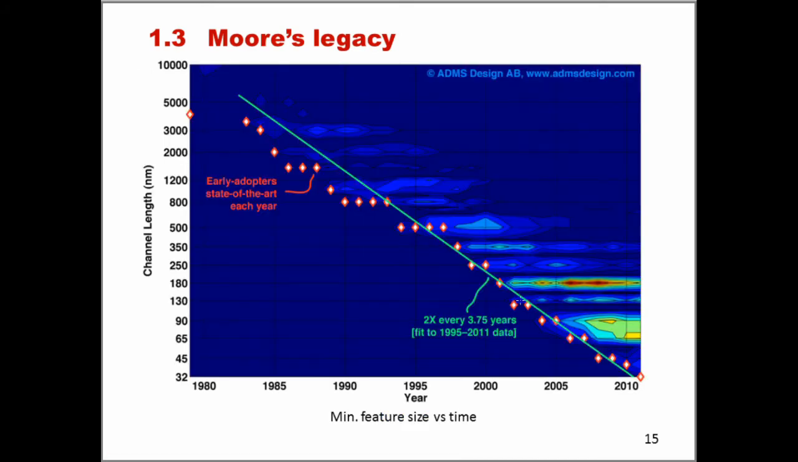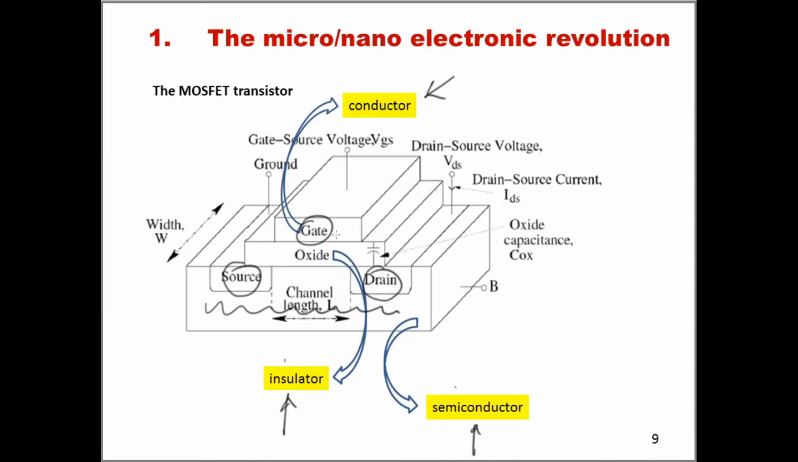On this slide we can actually see how the shrinking took place during the years. So we can see here the channel length. If you remember, if we go back to the slide where we showed the transistor, the channel length is actually this distance here between source and drain contacts.